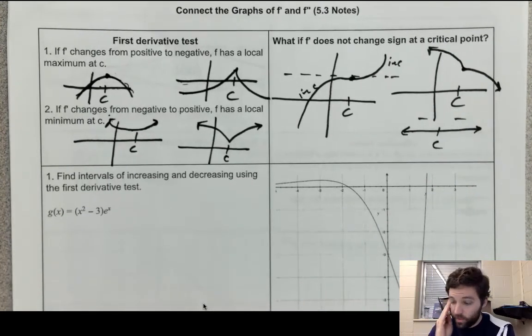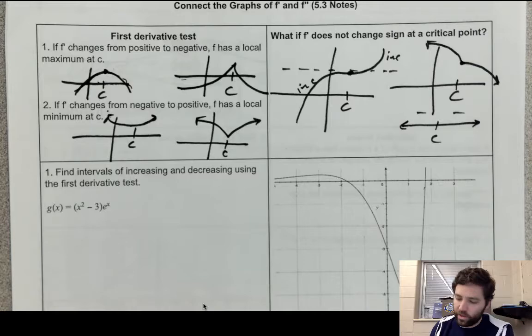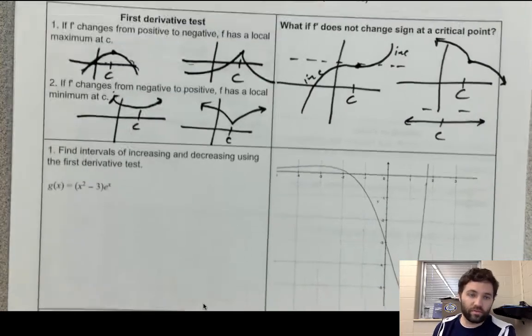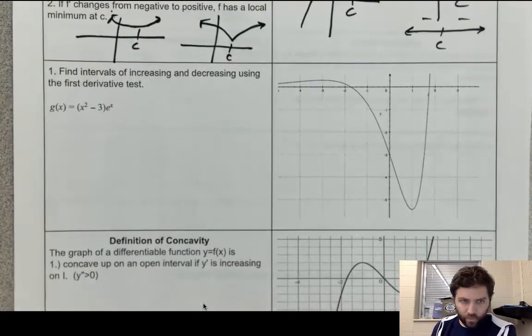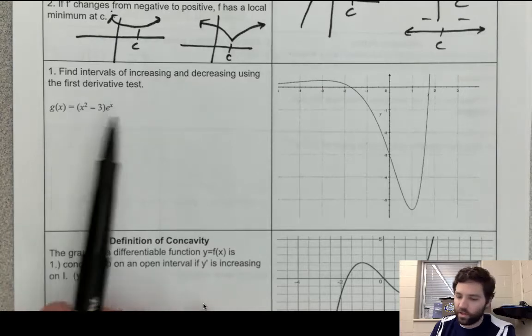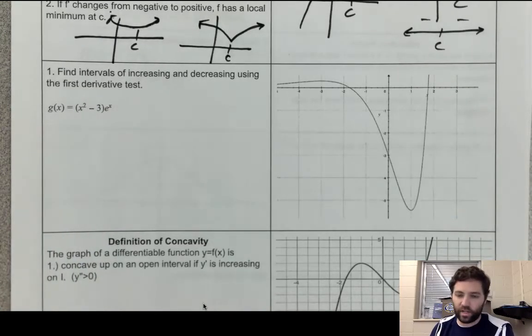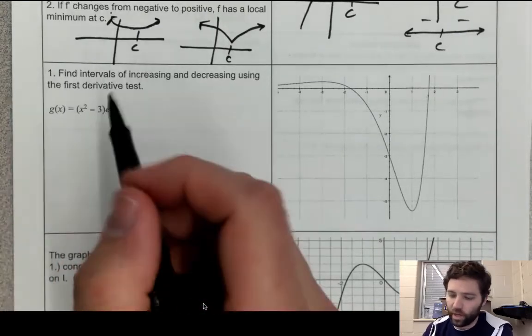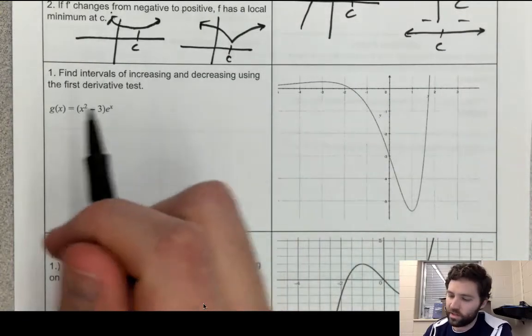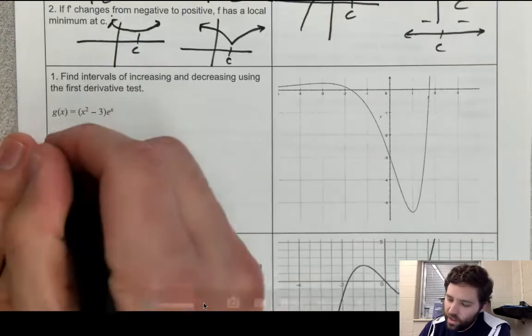All right, so let's move on to number 1 here, where we find the intervals of increasing and decreasing. Use the first derivative test. First derivative test means we're going to need to use the product rule, because this is a product. We're going to take the derivative. By the way, we're doing this all analytically. I do have the graph over here, but that's just for reference in a second here. So I'm going to take the derivative, and so I will get this.